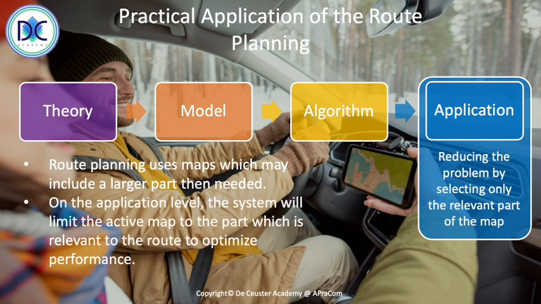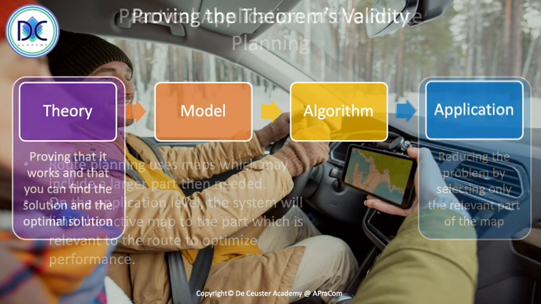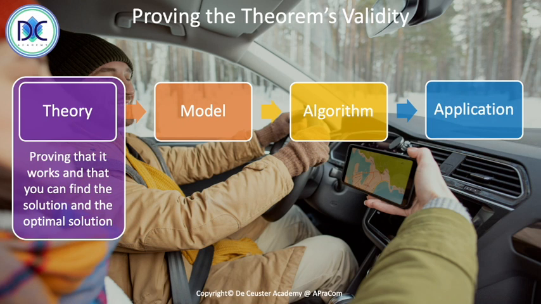When we look at the application level, here we see again what I said before, that we will only look at the relevant part of the map, the part that we need for the route, and this will in fact help the performance. It will optimize the performance. We can really concentrate on what really matters. The last element is about the theory.